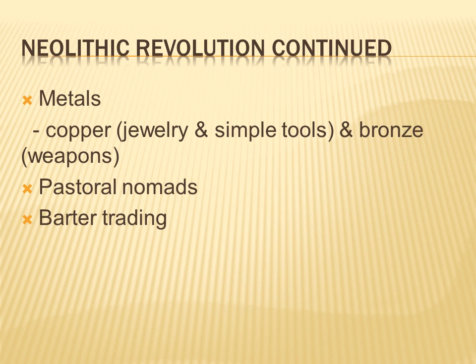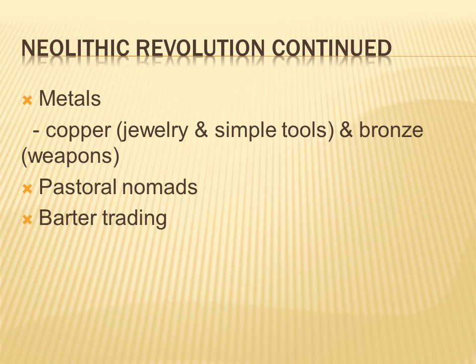Okay. Also in this time period, you have metals being produced. You have copper. You have bronze. Copper for jewelry and simple tools, bronze for weapons. So when we look at the first civilizations next week, you're going to see how all these metals help with plowing, allowing for more crops to be made, and just to help mankind.